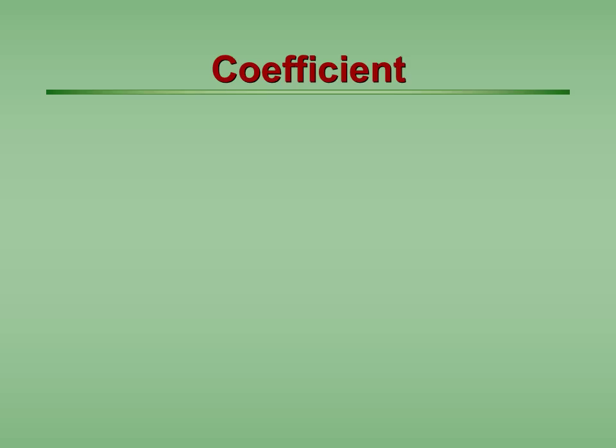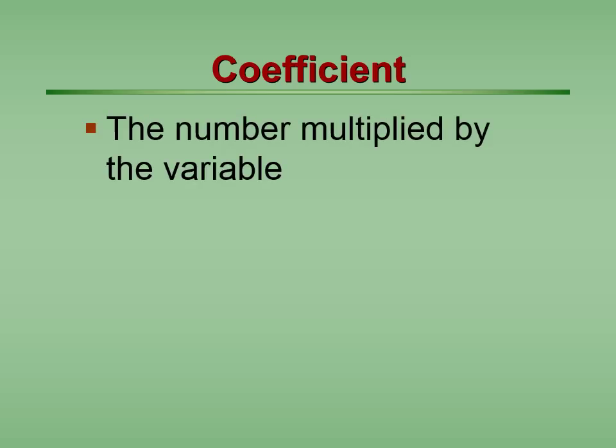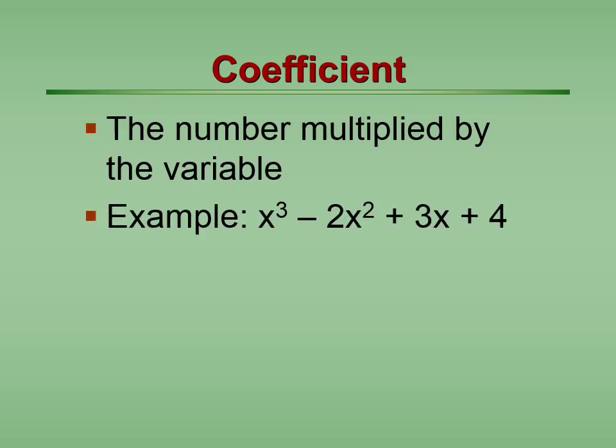So next word, coefficient. A coefficient is the number that's multiplied by the variable. Every single variable is going to have a coefficient, whether you see it or not. For example, x cubed has a coefficient in front of it. You might say, well, there's not a number in front of it. Well, that's okay because anything times 1 is itself. So really, the coefficient in front of x cubed is 1. There's an invisible 1 in front of that x cubed.